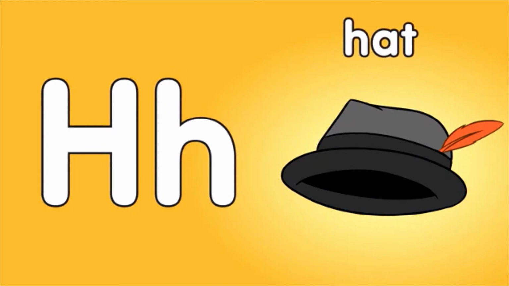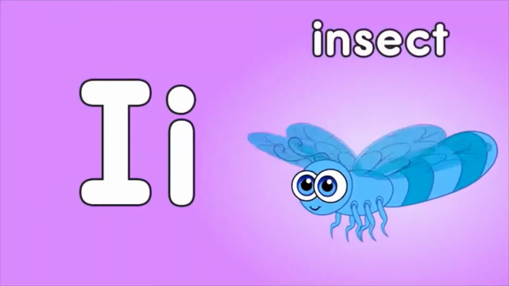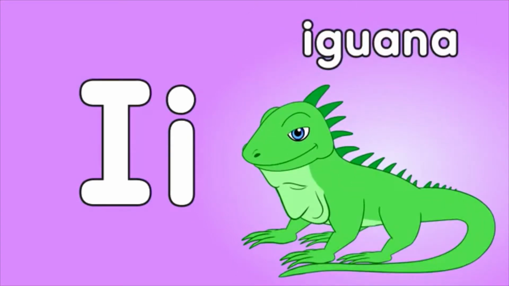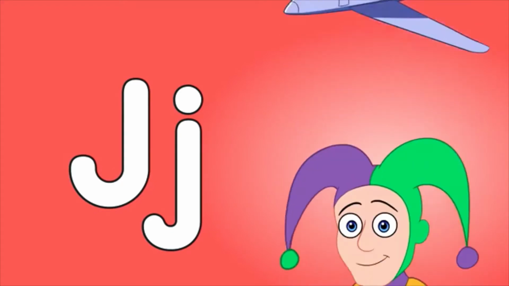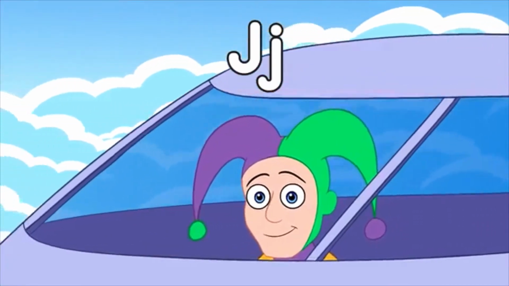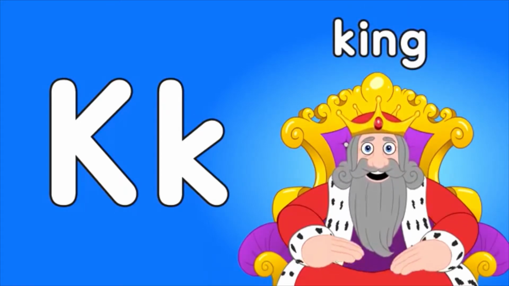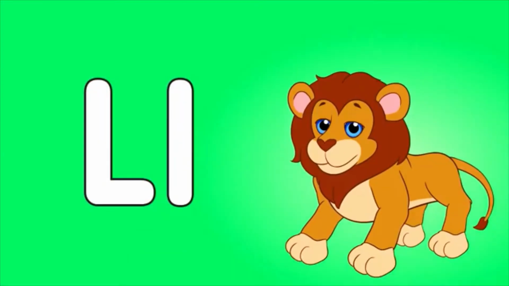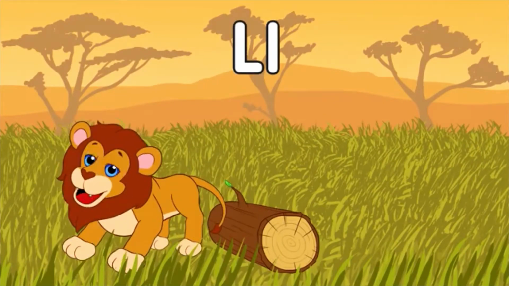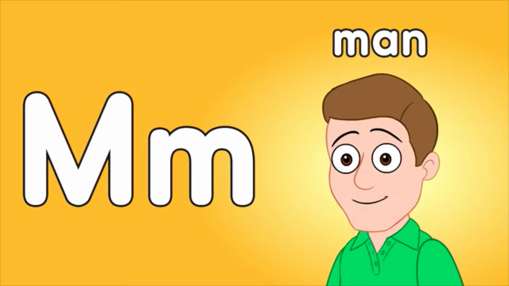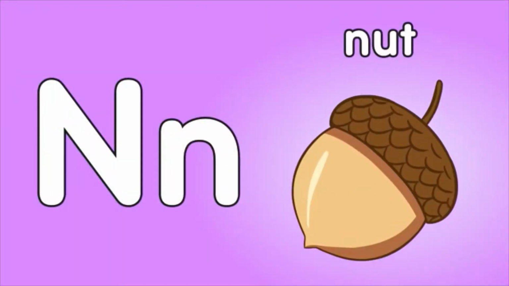H hat, h hat. H hamster, h hamster. I insect, I I insect. I iguana, I I iguana. I I I. J jet, j j jet. J joker, j j joker. J j j. King, k k king. K k k. L lion, oo oo lion. L log, oo oo log. Oo oo oo. M man, m m man. M monkey, m m monkey. M m m.